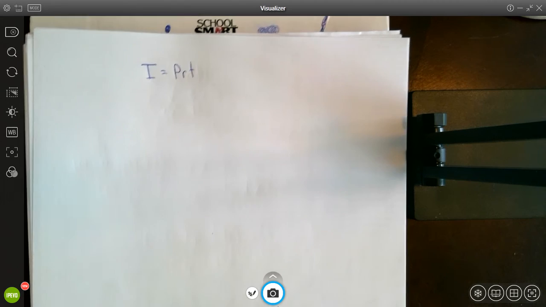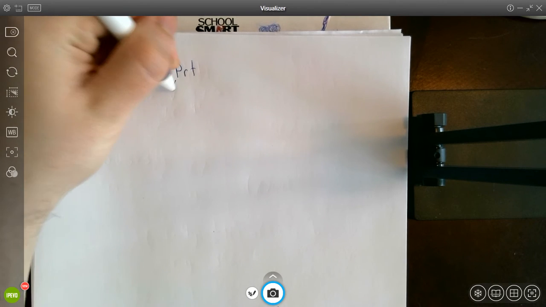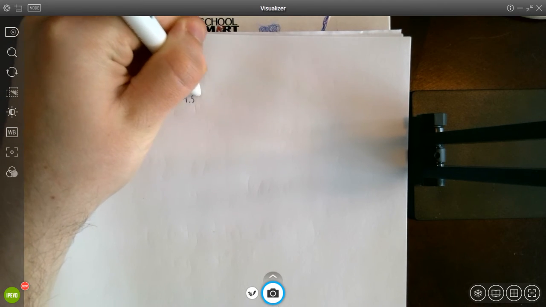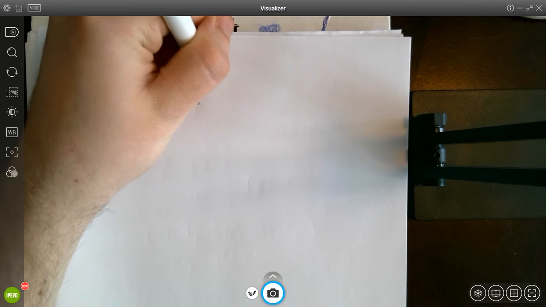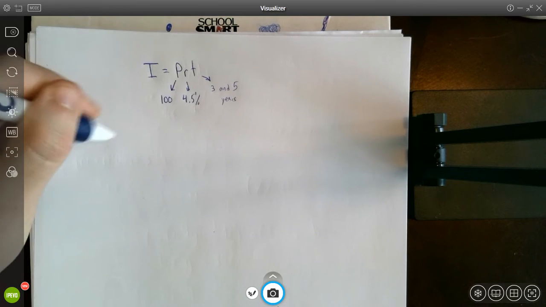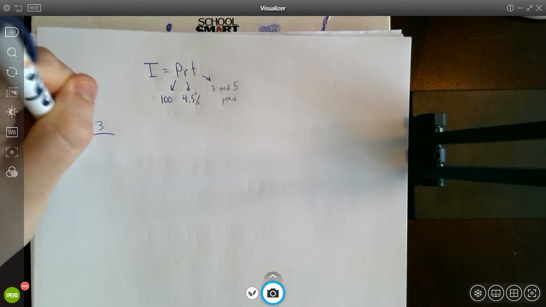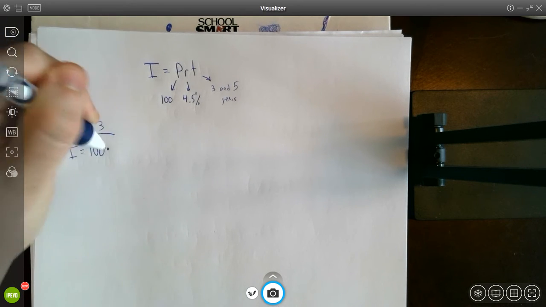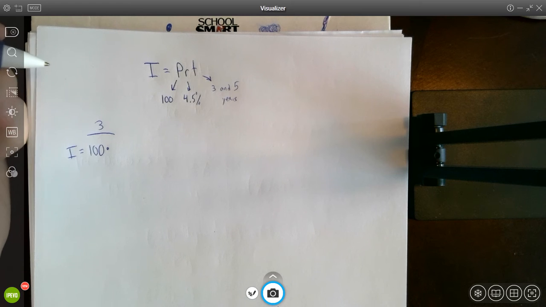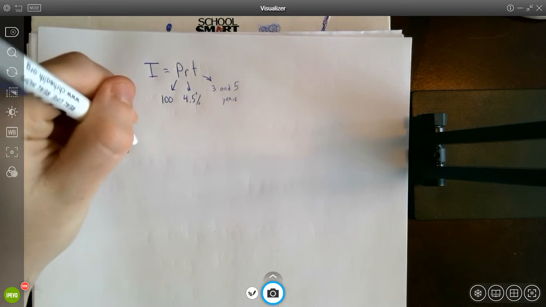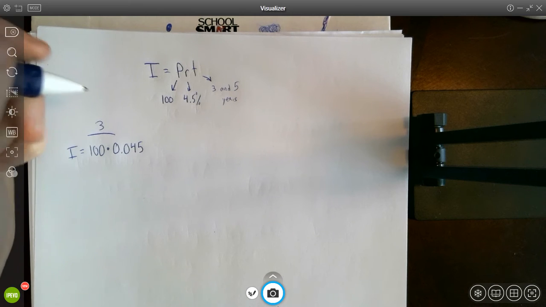So we're going to take a look at that right here. There's our equation. Your principal amount is 100. Your rate is 4.5 or 4.5%. And our time is going to be for 3 and 5 years. So we'll do 3 years first. Our interest is going to be equal to our principal, 100, times our rate. Now we're going to write our rate as a decimal. So what is 4.5% as a decimal? Hopefully you're saying that's 0.045, very small number there.